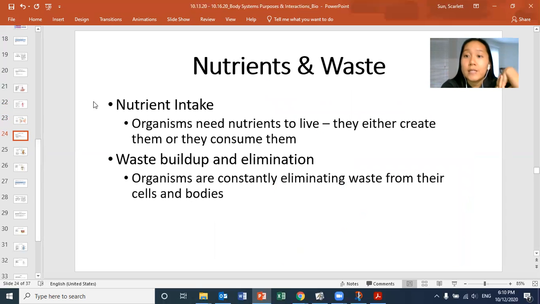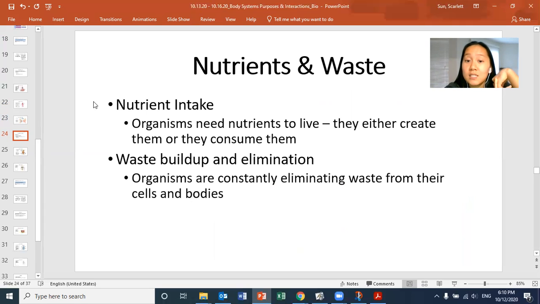Another purpose for interactions would be relating to nutrients and waste. So nutrient intake is super important because without nutrients, all organisms would die, right? Plants, for example, can create their own after they've pulled up some different building blocks from the environment, but animals have to consume nutrients, okay? Waste buildup and elimination is really bad.